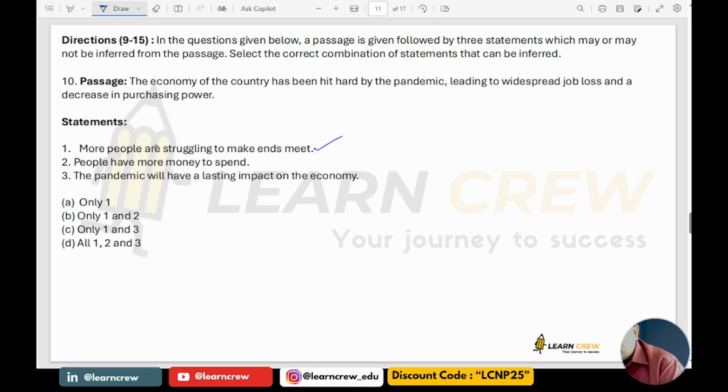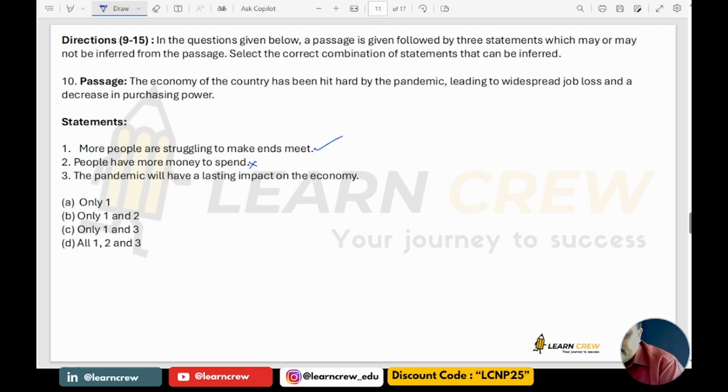So you can say 1 can be inferred. What about 2? People have more money to spend. Statement 2 states that people have more money to spend, which is not supported by the passage, as there is no indication that people have more money to spend. Yes or no? So it cannot be the inference from the passage.